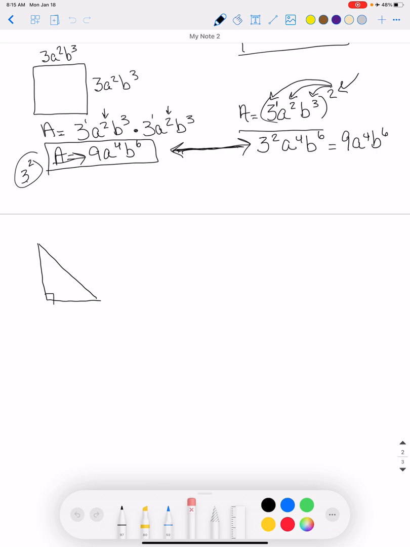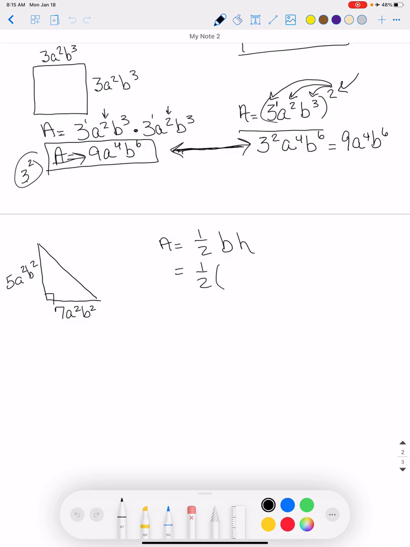And I'm going to, the height of this triangle is 5a squared b squared. And the base is 7a squared b squared. All right, so again, we know our formula is 1/2 base times height. So like I said before, I'm going to ignore that 1/2 for right now.